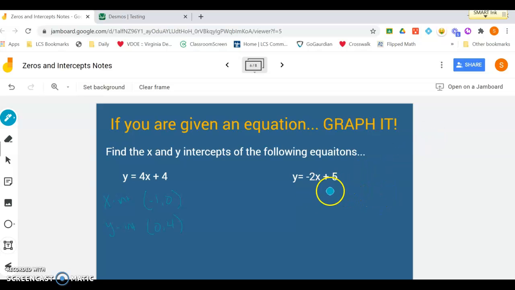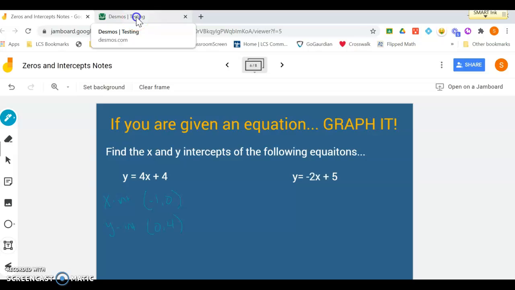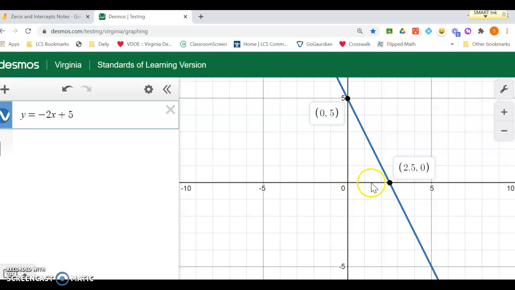And so now same thing with my second graph. So you take a second and type it into Desmos and see what you get for the x and y intercept. So if I type this in, y equals negative 2x plus 5, I see here I've got a point here and a point here. So my x-intercept is down here on my horizontal line at 2.5, and my y-intercept is up here at 0, 5.